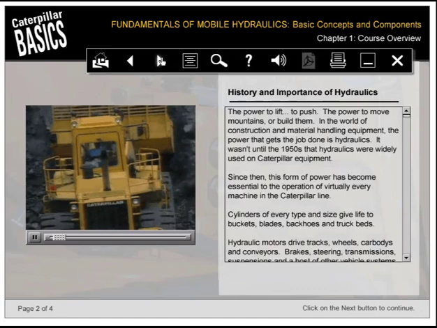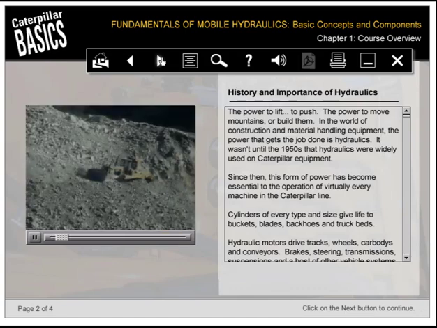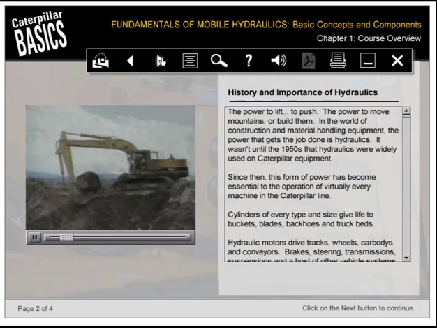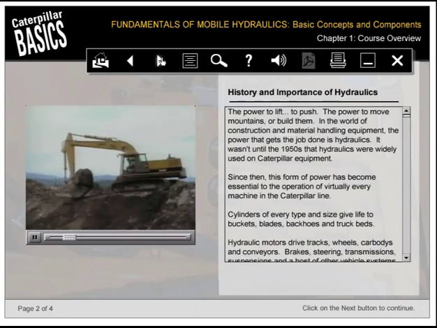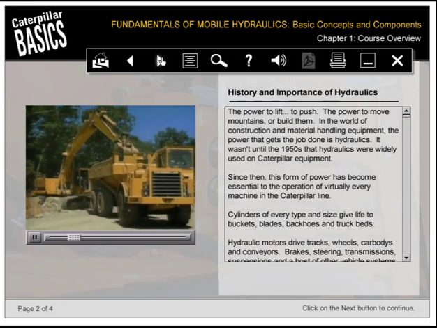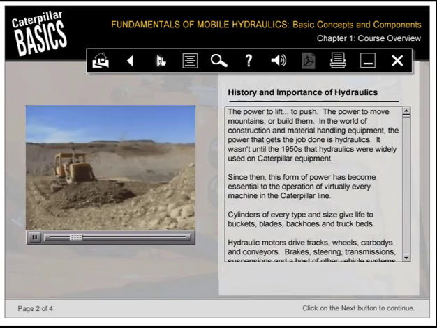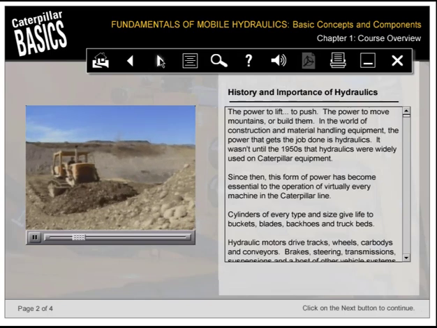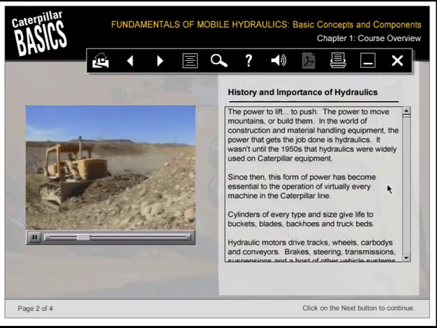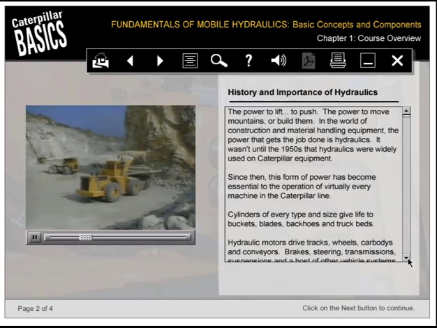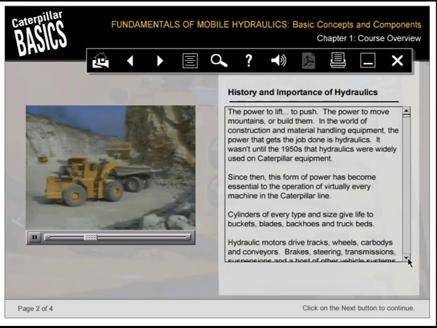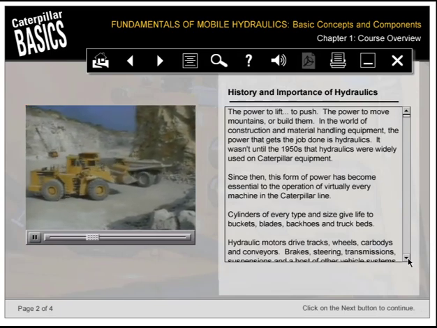The power to lift, to push, the power to move mountains or build them. In the world of construction and material handling equipment, the power that gets the job done is hydraulics. It was not until the 1950s that hydraulics were widely used on Caterpillar equipment. Since then, this form of power has become essential to the operation of virtually every machine in the Caterpillar line.